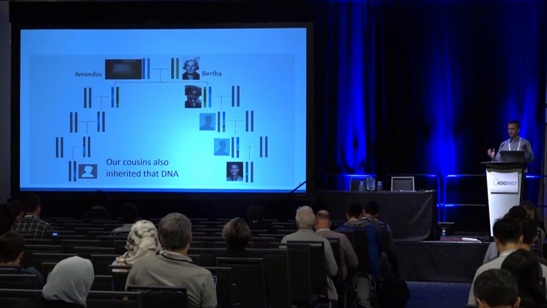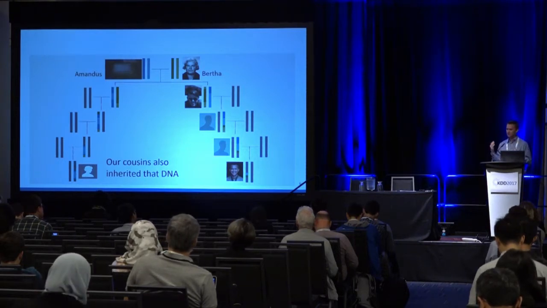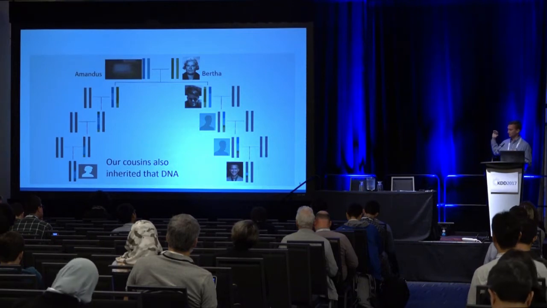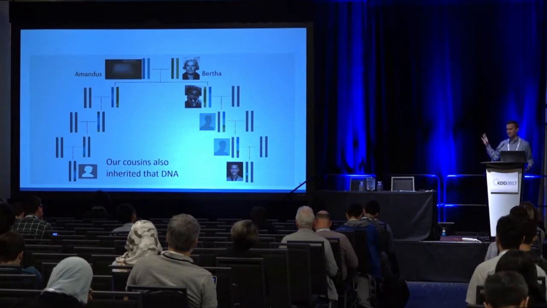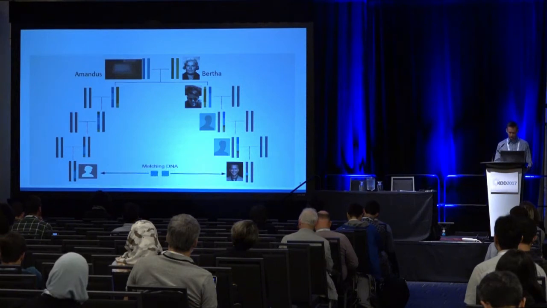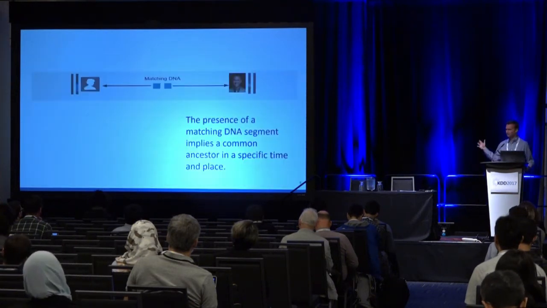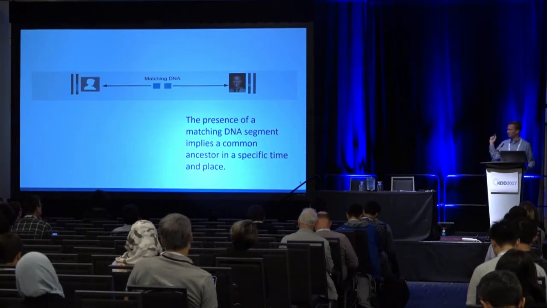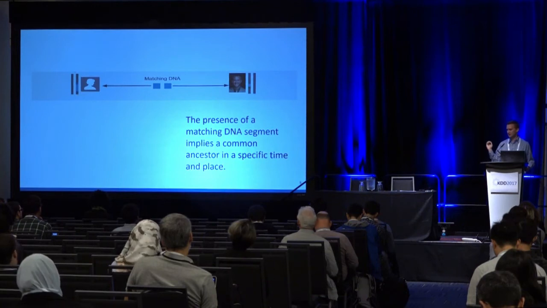Even if we didn't know about this whole tree, we can find these pieces of DNA in the genome where, at the exact same part of the genome, there's the exact same piece of DNA, which implies that there were some common ancestors at some time in some place. So we find this piece of matching DNA that's been inherited, and we don't need to know anything about the family tree to know that my cousin and I share a recent ancestor in a recent time and place.